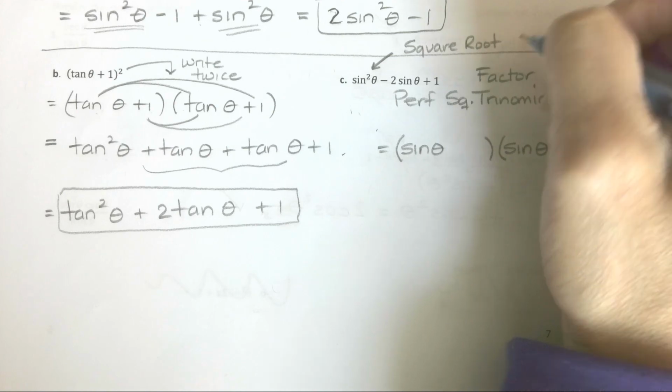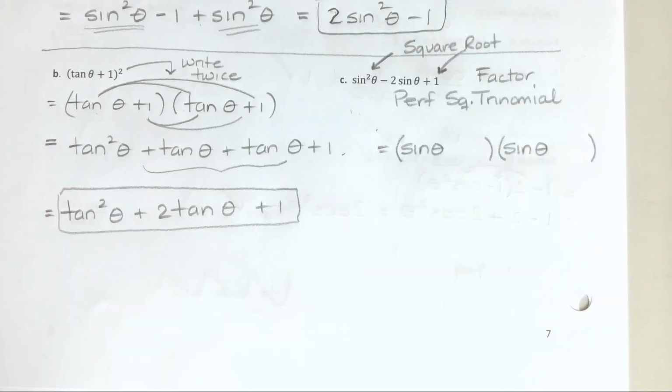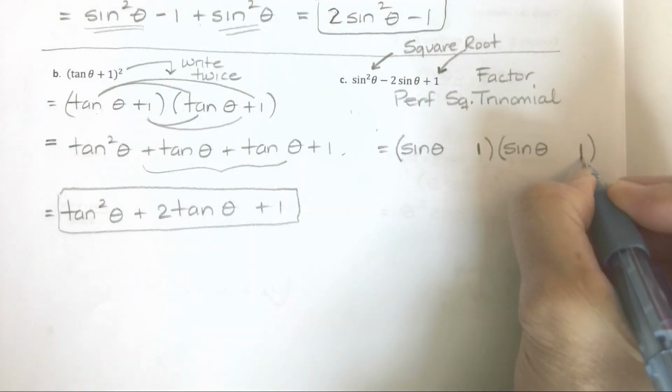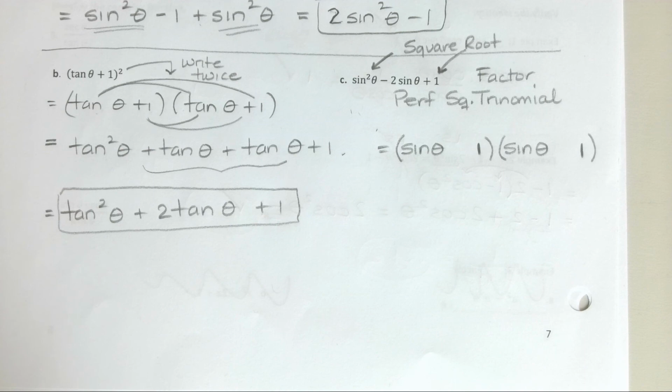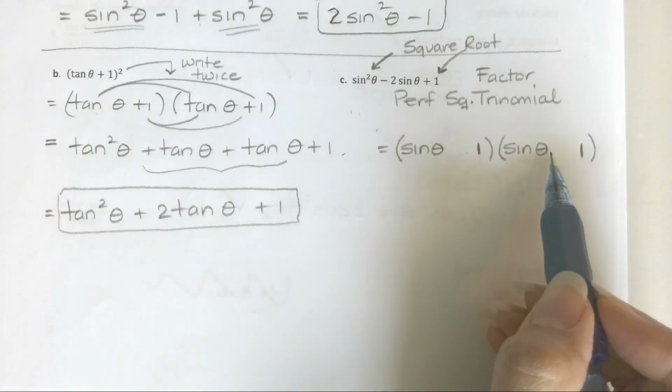And then you also square root the last term. Skip the middle one on this one. What's the square root of 1? 1. So I'm going to put a 1 right here and a 1 right here. So notice, just like difference of squares, you're just square rooting the end terms. Now, with difference of squares, it's always a plus and a minus.